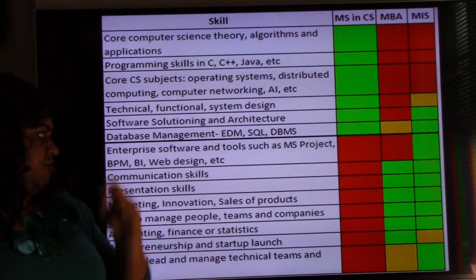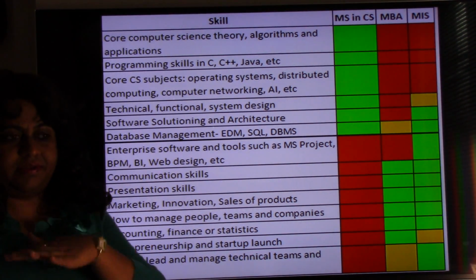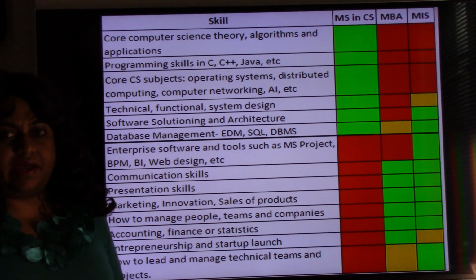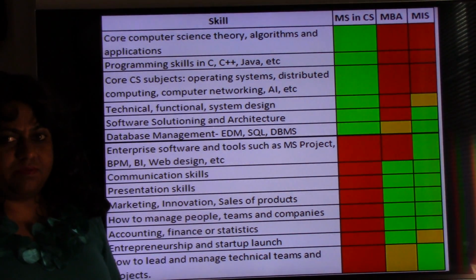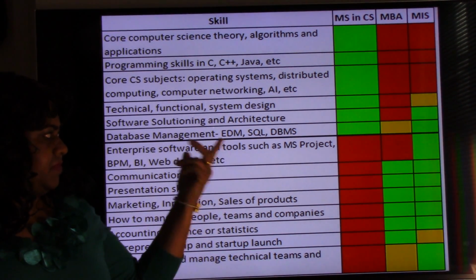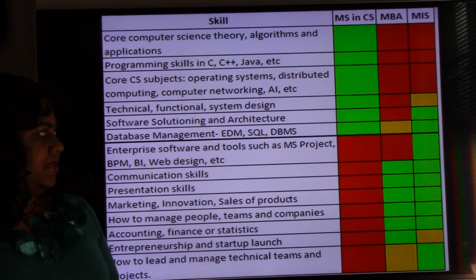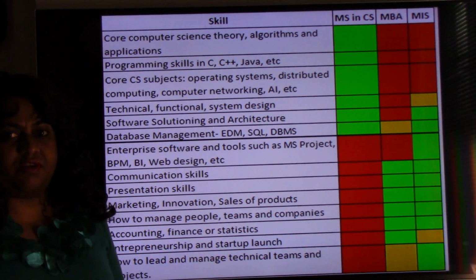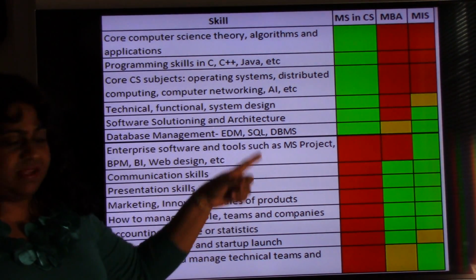Software solutioning and architecture. So we do learn a lot about system architecture at the database level and at the underlying system level. So that's taught a lot in an MS in computer science and also in MIS. But in an MBA, we don't really learn a lot about underlying architecture and at the database level. There might be an elective about enterprise data management or ERP or database management systems in an MBA, but it's not really emphasized and it's not a prerequisite. So if you want to learn a lot about architecture, then you should probably take an MS in computer science or MIS.